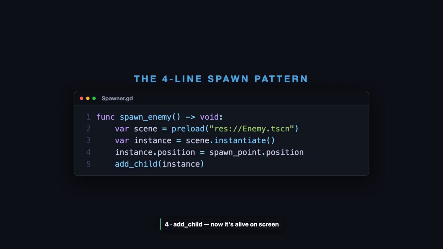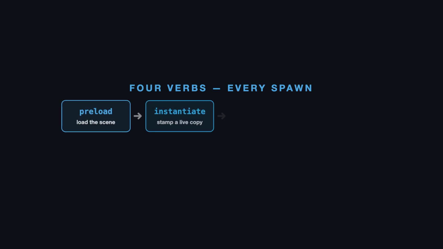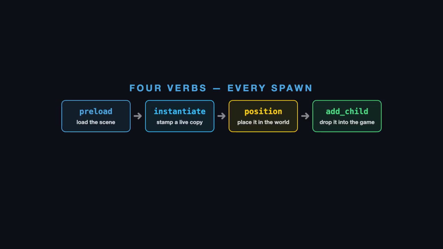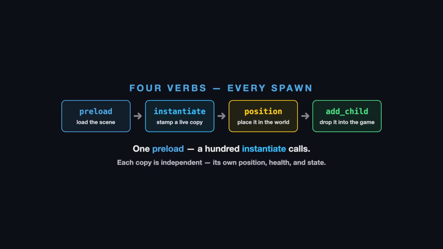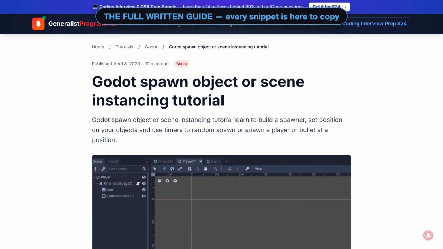One more thing worth saying out loud. A scene is a reusable template, you preload it once and instantiate it as many times as you like. One preload, 100 enemies. Each instantiate call gives you a brand new, independent copy with its own position, health, and state. That's it. Preload, instantiate, position, add child. Every enemy wave, every gun, every pickup in every game you'll ever build runs on those same 4 verbs.